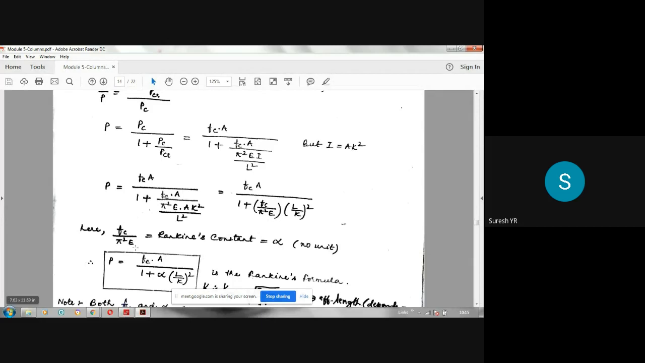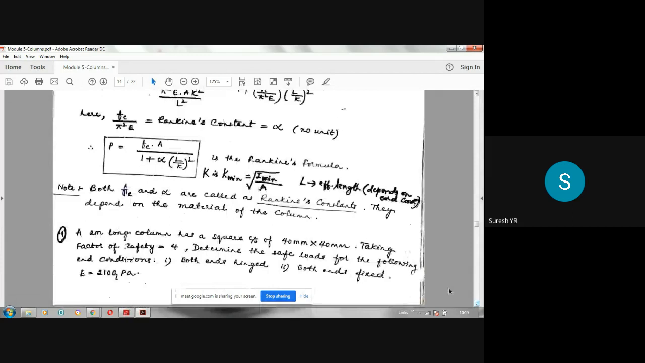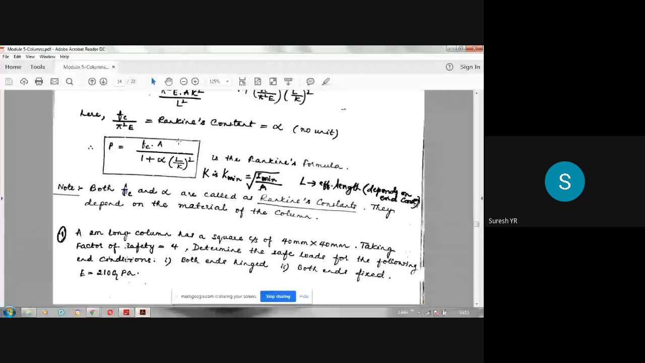Now, if you put alpha in this place, it becomes P is equal to FC into A divided by 1 plus alpha into L by K whole square. This is called Rankine's formula, which can be used for any column, unlike Euler's formula. So FC into A divided by 1 plus alpha into L by K whole square is Rankine's formula. In a problem, they may ask you to find both Rankine's formula as well as Euler's formula for the same type of column.